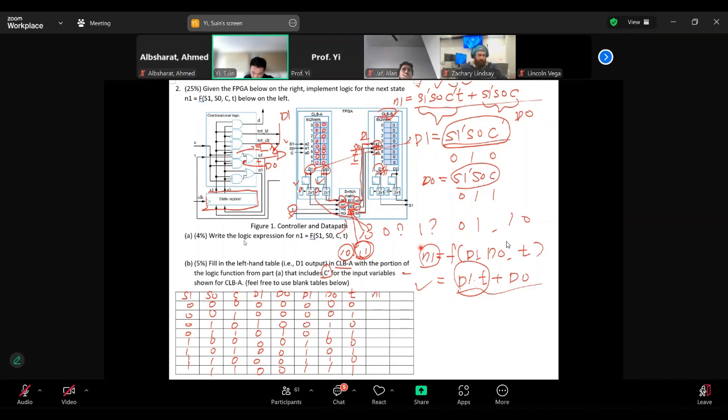Or if D0 is 1, then we have N1, and if N1 equals 1, 1, 1, 1, 0, 0, 0. So this seems to be the correct answer, but indeed there is a better answer. Why don't you think about where we can locate X, the don't-care pairs? They can be located among one or several of these eight blanks.